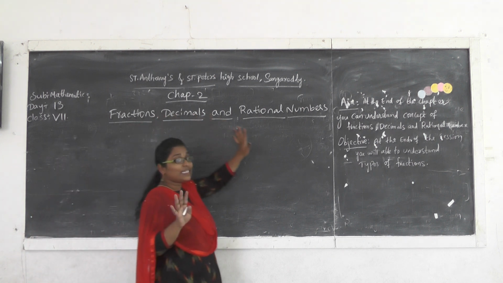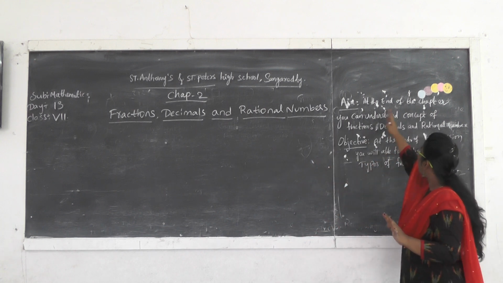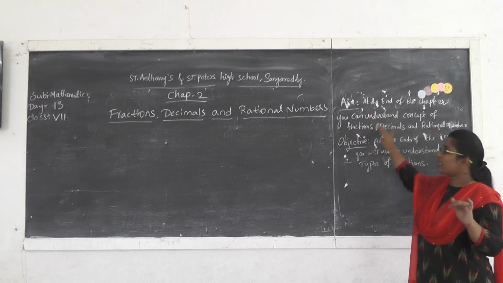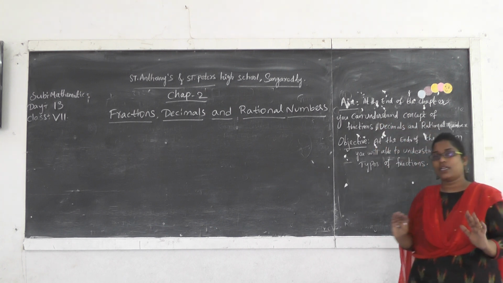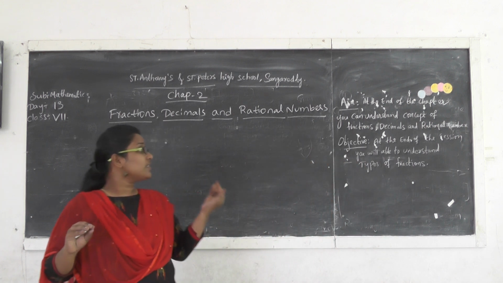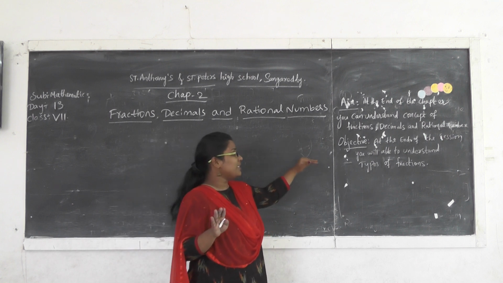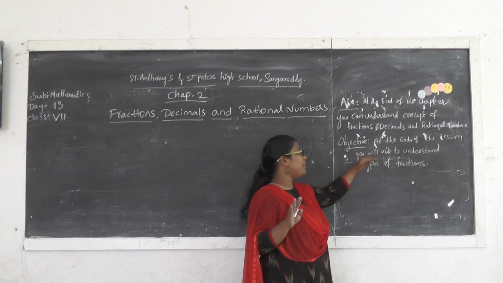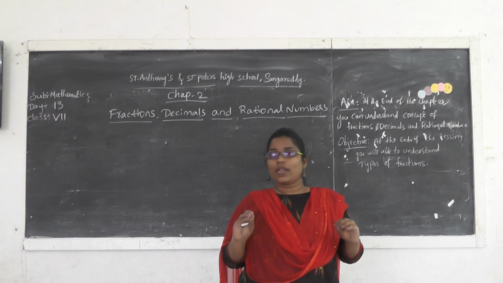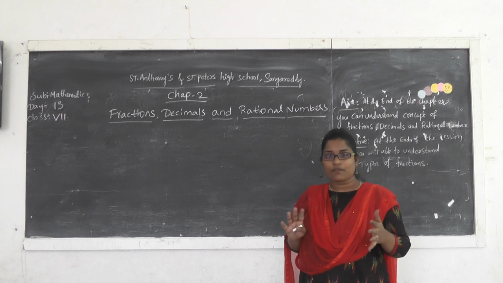Okay, so what is the main aim of this chapter? By the end of this chapter you can understand the concept of fractions, decimals and rational numbers very clearly. And the objective of this session is, at the end of the session you will be able to understand the types of fractions. Okay, now let's see what is meant by fractions and what are the types of fractions.